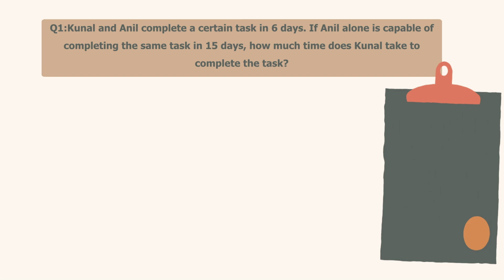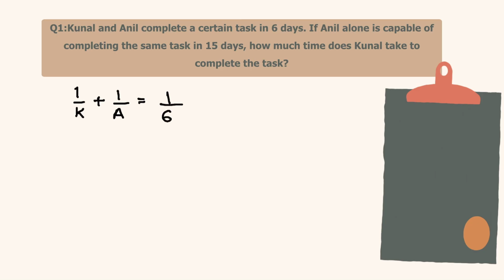Okay, I hope you have paused and found the answer. And even if you couldn't solve it, it's fine. We will do the questions together. So Kunal and Anil complete a certain task in 6 days. How do we write it? Work done by Kunal in a day, that is 1 by k, plus work done by Anil in a day. Why plus? Because they are doing it together. So this will be the total work done by Kunal and Anil in a day. It will be 1 by 6.